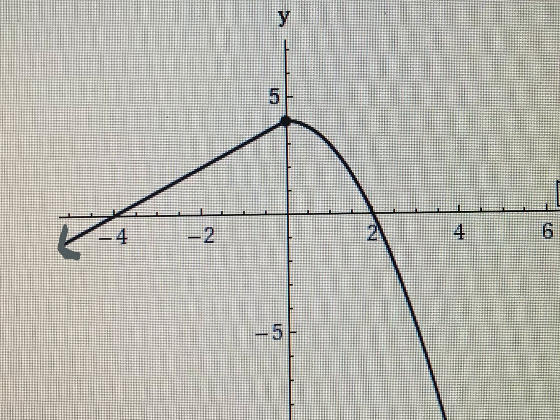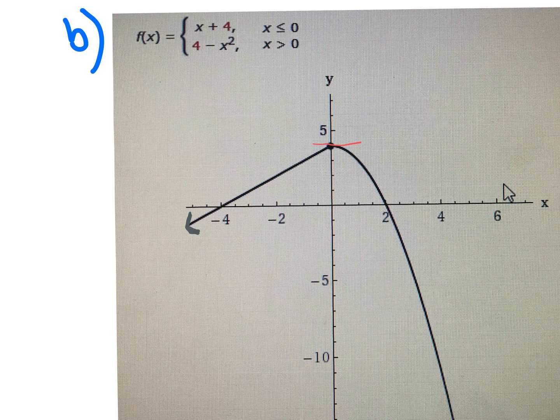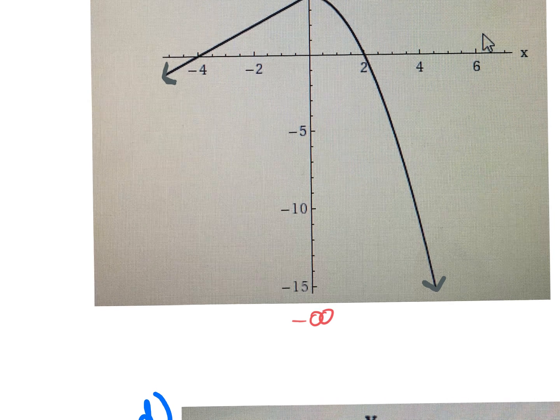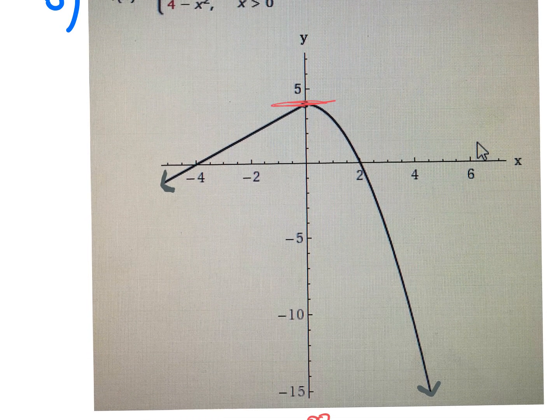How do we get 4? Wouldn't it be negative infinity to positive infinity too, or no? No, it's -infinity to positive infinity for your domain, because it's going to continually get wider. But your range is from -infinity, and it goes all the way up and stops right there. It doesn't get any higher than that.